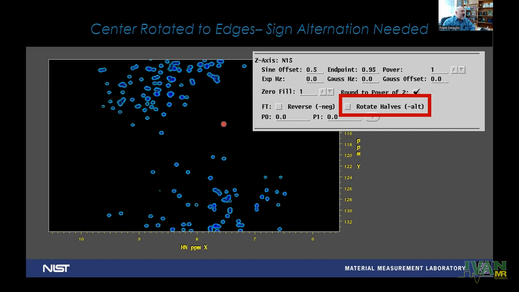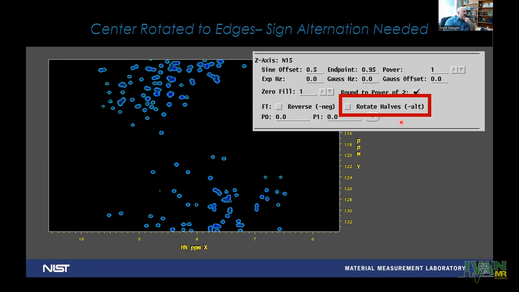Another common issue is that there are pulse sequences that are arranged so that what would normally be at the center of a spectrum is instead rotated to the edges. And this in part is a way to put artifacts in places where the peaks are not, okay? And this kind of reorganization corresponds to alternating the sign of every other point in the time domain data. Some pulse sequences have this sign adjustment built into them. Some pulse sequences don't. So when we see a case like this, where the center of a given dimension has been rotated to the edges, we know that the Fourier transform needs to have the sign of points alternated before Fourier transform.